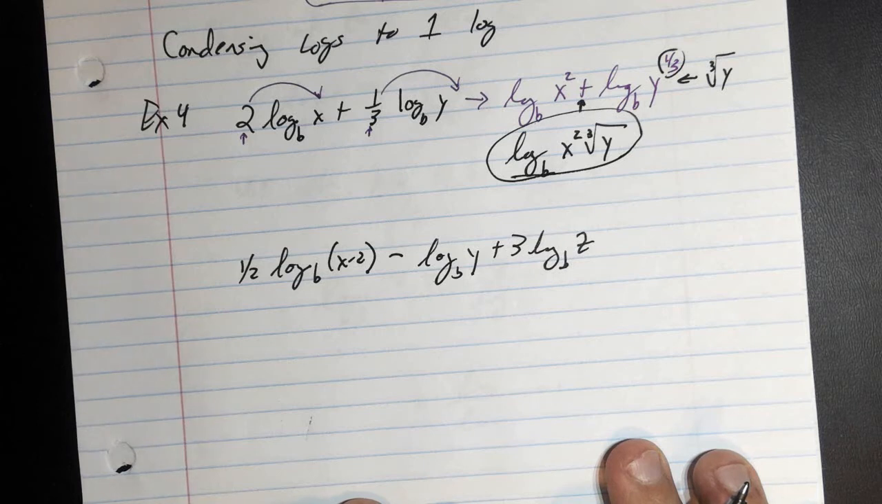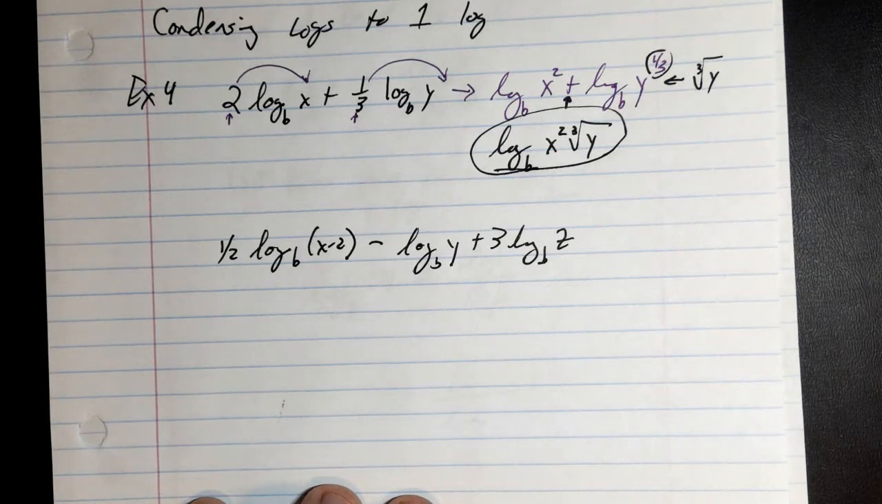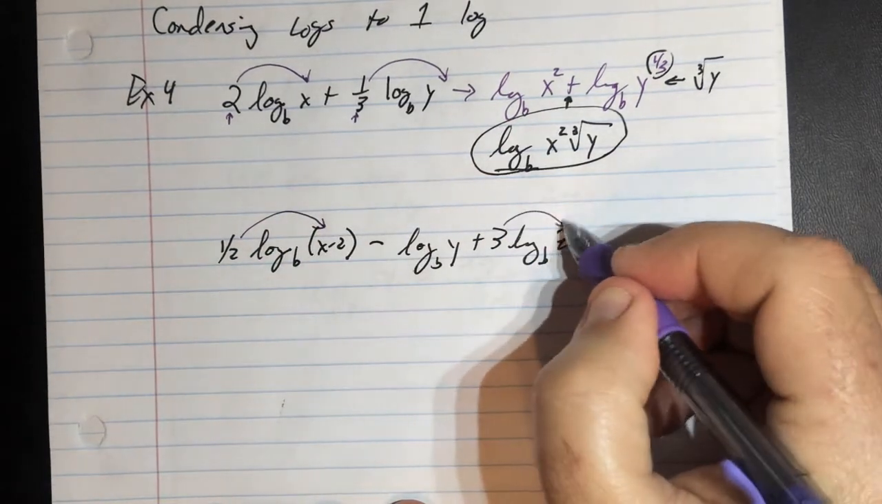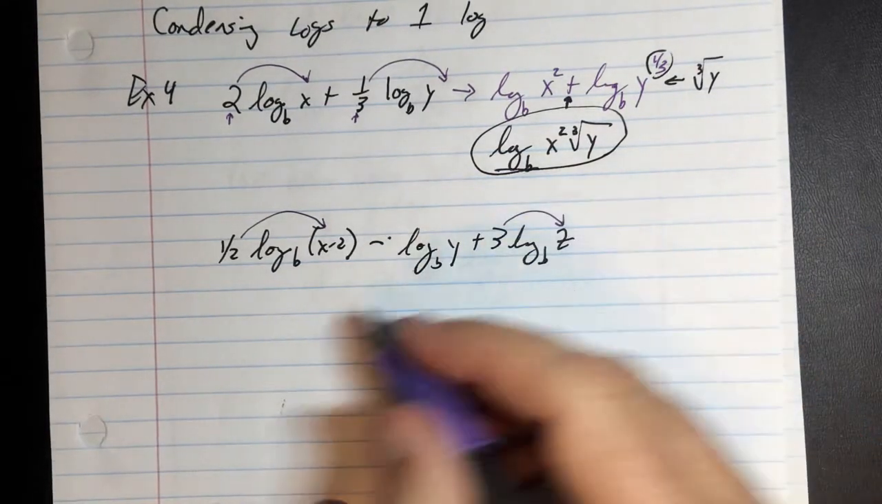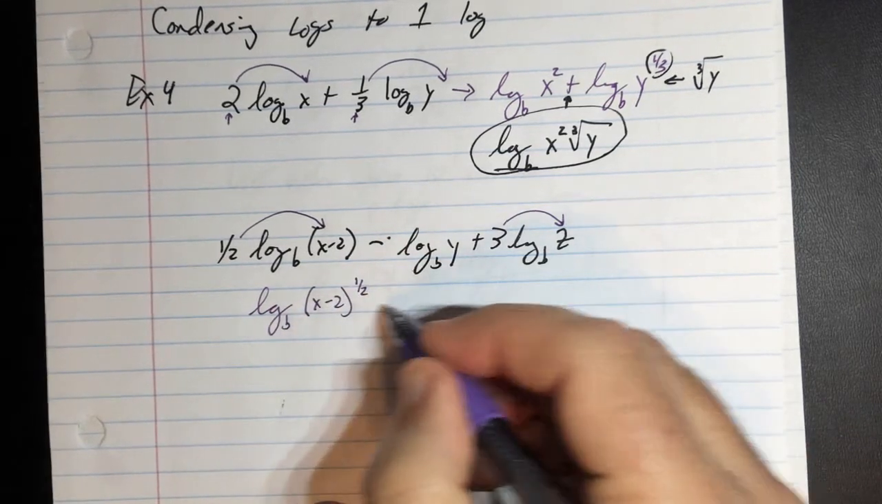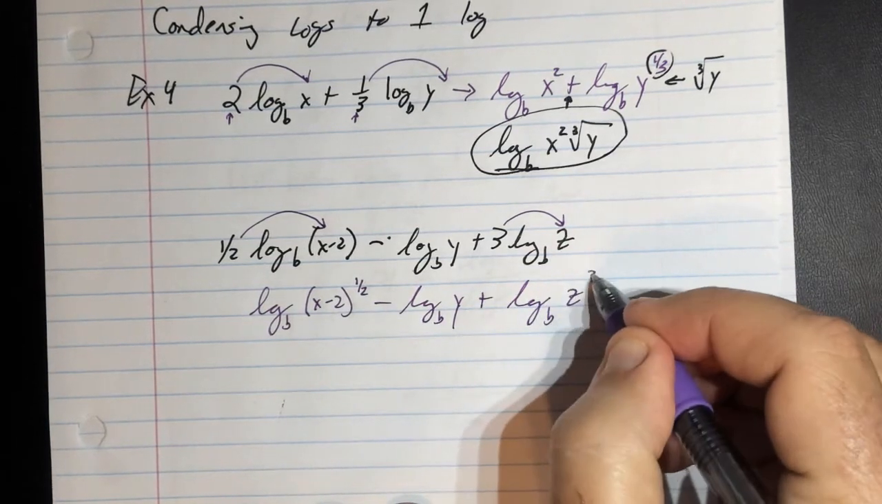Alright, so let's look at this one. We have this one that has a lot of work that we got to do. So we want to see what we need to do here. Let's see, do we have any powers first? Yeah, got some powers. We've got this power and we have this power, right? And if you wanted to, you could even make this one here. But let's say log base b of x minus 2 to the 1/2 minus log base b of y plus log base b of z cubed.